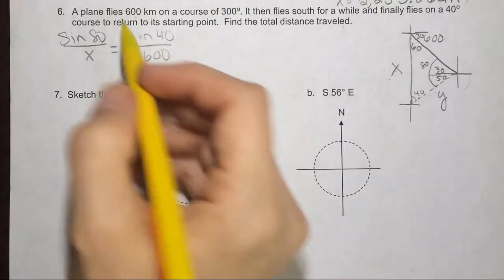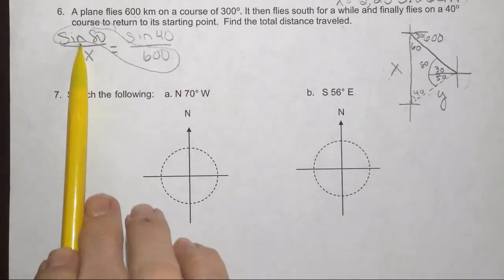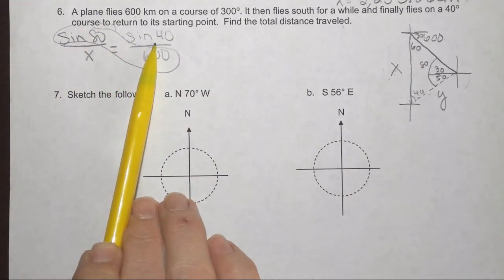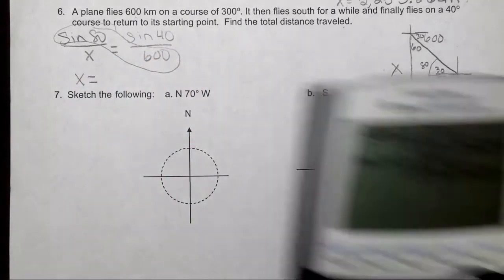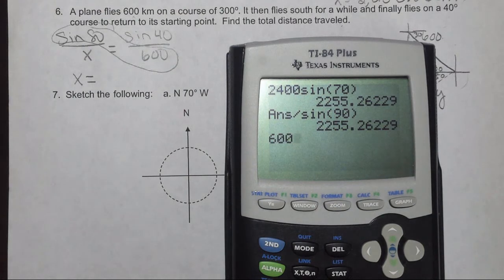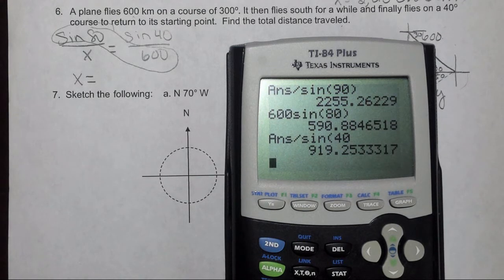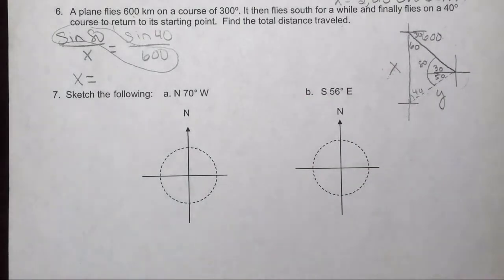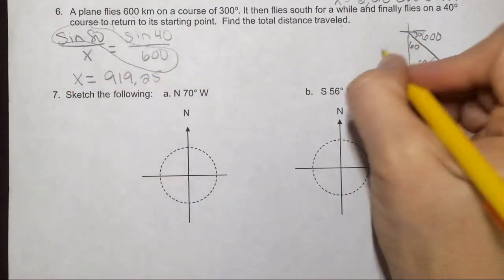Okay. So we're going to do what we did earlier. We're going to cross multiply these two. So we're going to multiply 600 times sine of 80 and divide by sine of 40. Okay. So we're going to do 600 times sine of 80, enter, divided by sine of 40. And we're going to get 919.25. So I know this little piece right here is 919.25.